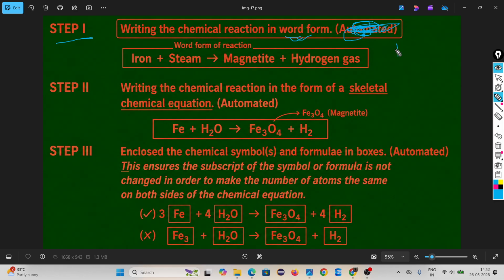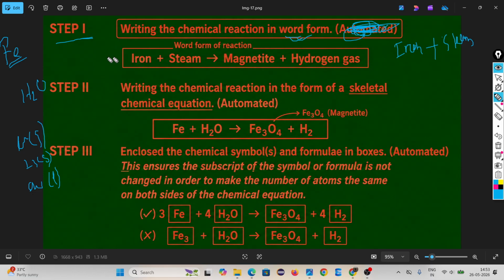So iron, you know Fe is the symbol of iron, plus steam. Steam is nothing but water. When you heat the water, it becomes steam. Water has 3 forms: one is water, one is ice, and one is steam. Ice is in the solid state, steam is in the gas state, and water is in the liquid state.